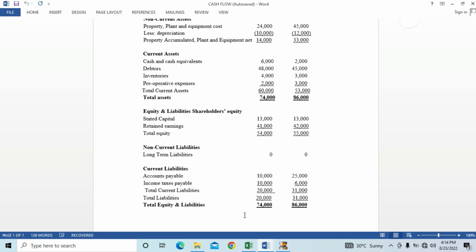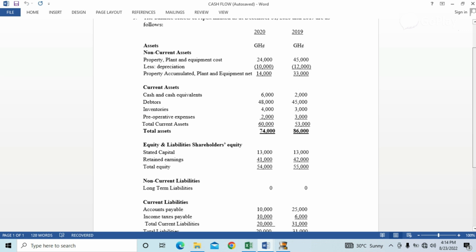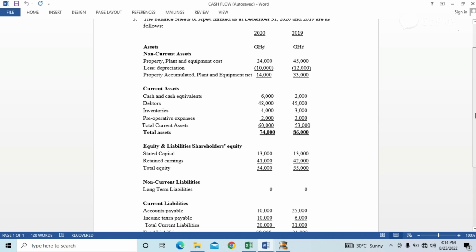So the investing activity, we are looking at whether the organization purchased an equipment, or whether they have sold an equipment and received money, or whether they have invested elsewhere. So what are we looking at? Because I've already solved it under the direct method, I know that the firm hasn't purchased any fixed asset or any equipment, else we would have written it there.